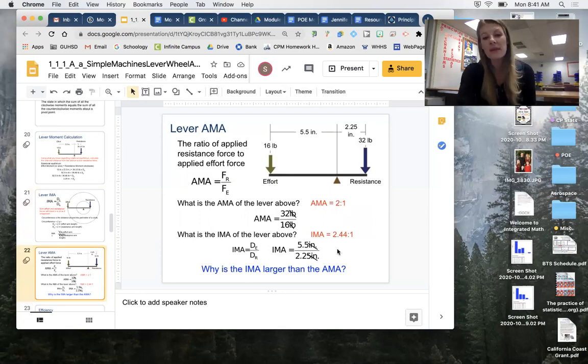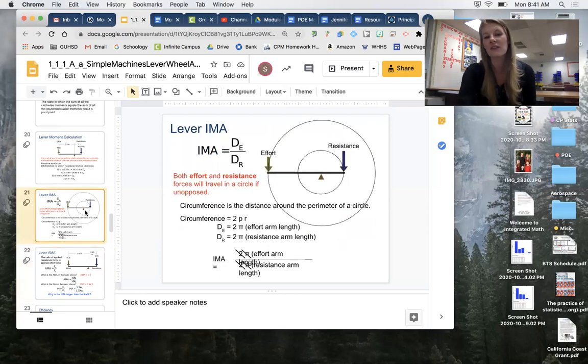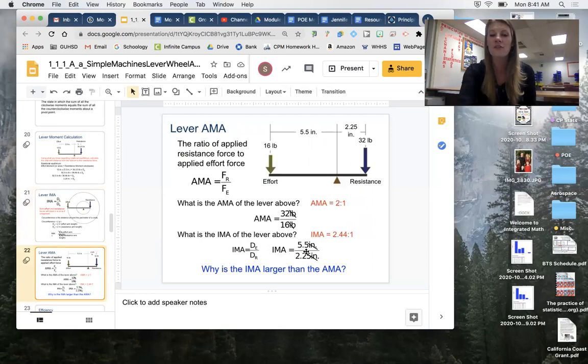The ideal mechanical advantage is something that we actually did in this one. If you looked, it's the distance of effort over the distance of resistance, which ended up being our 5.5 distance over our 2.25. We had an IMA of 2.44 to 1. Why is your IMA larger than your AMA? The concept there is that your ideal mechanical advantage is probably going to be larger because friction is not involved. Your actual mechanical advantage is going to be a little bit lower.